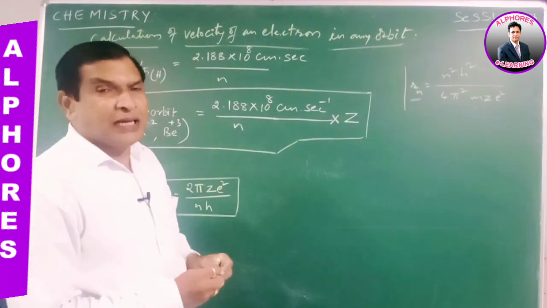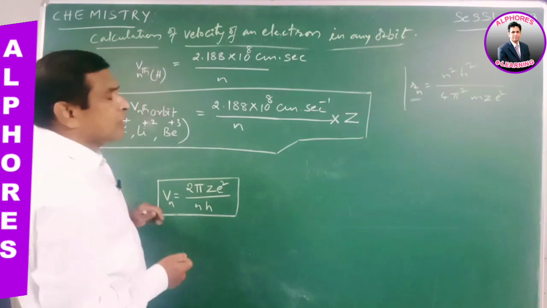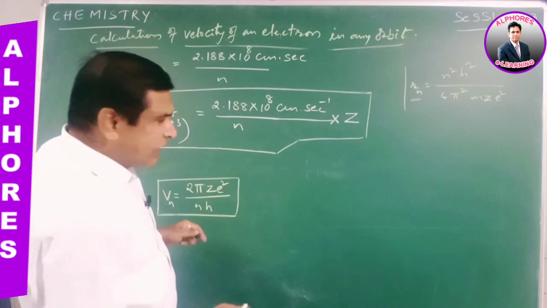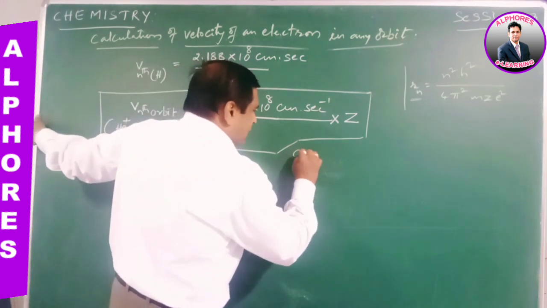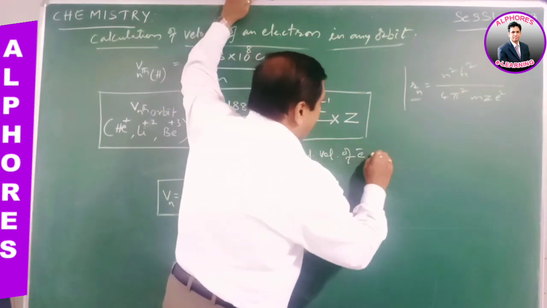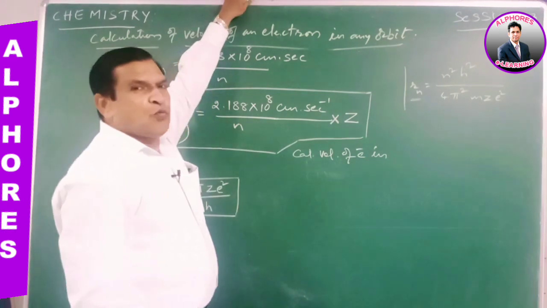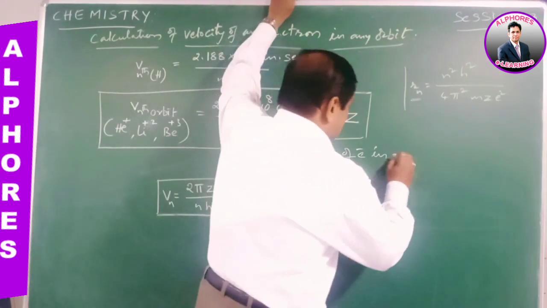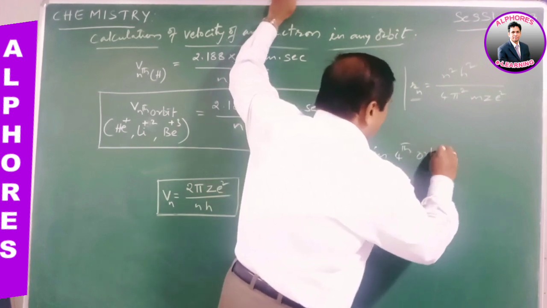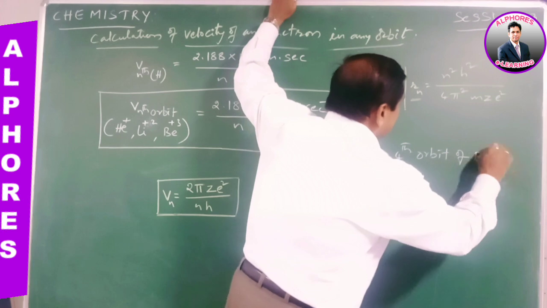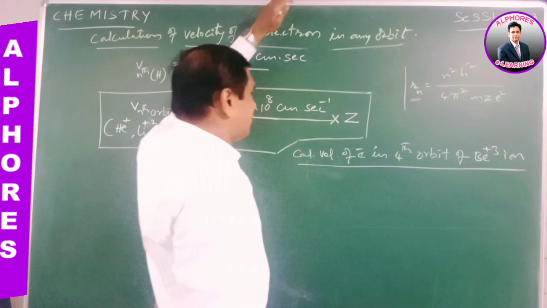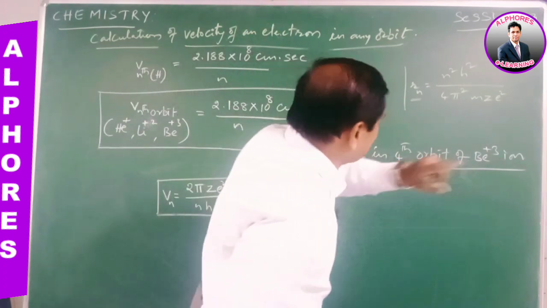Calculate the velocity of the electron in the fourth orbit of beryllium 3+ ion. That is the problem. Calculate the velocity of the electron in the fourth orbit of Be3+.